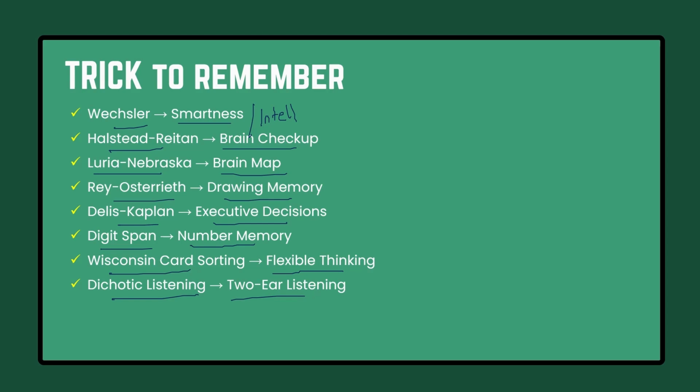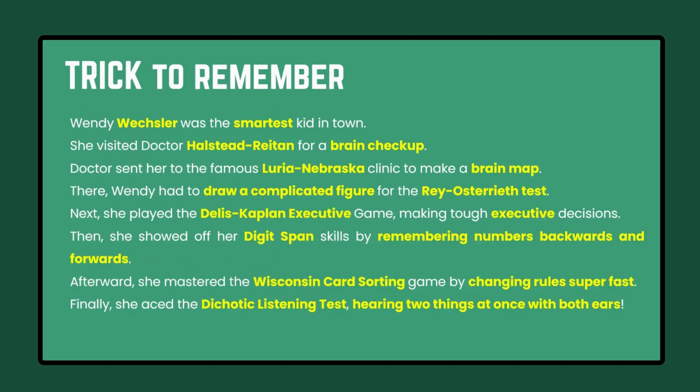Now I'm going to give you a simple story. You can use the story to remember these tests in this order. So this is the story. Wendy Wexler was the smartest kid in town. Okay. So in this line, you have the name of Wendy Wexler. What was the smartest kid in town? What does smartest mean? She was the most intelligent kid in the town.